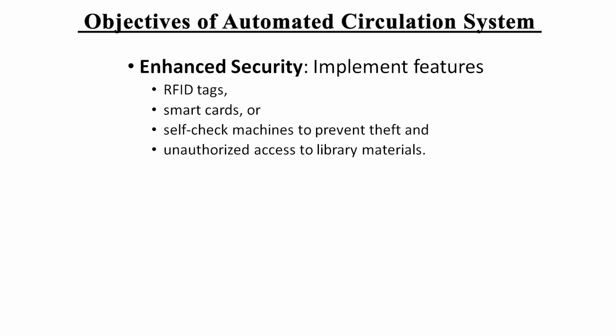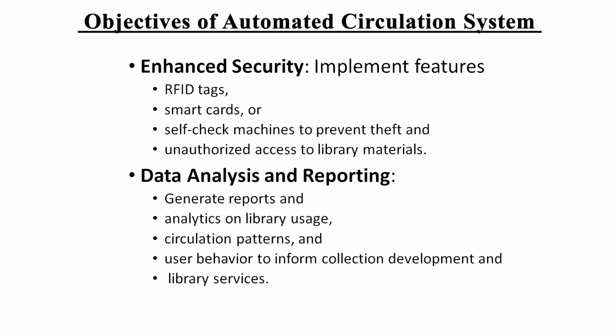Then a self-checking machine to prevent theft, because if there is a self-checking machine, it can be put up anytime, anywhere, along with the drop box. So whenever the person wants, they can drop the books and use it at their leisure. Then unauthorized access to library materials, so people will not be able to access these materials without authorization.